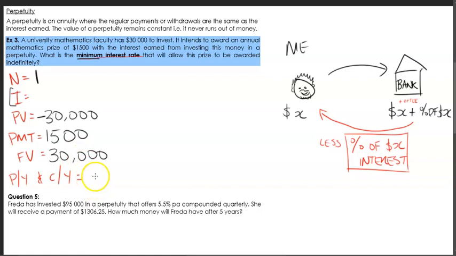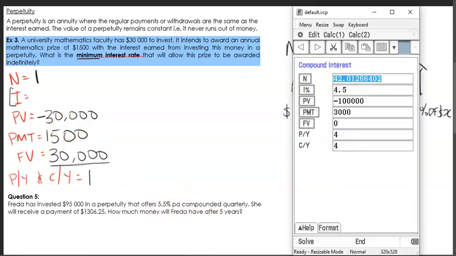And our PY and CY cycle: how many payments are going to be happening per year? Well, this is just going to be 1. It's just going to compound once per year. So effectively, we're just using simple interest, disguised as a compound interest question. So let's put this into the calculator. We'll put 1, keep that blank because that's what we're looking for. Negative 30,000, 1,500, and 30,000.